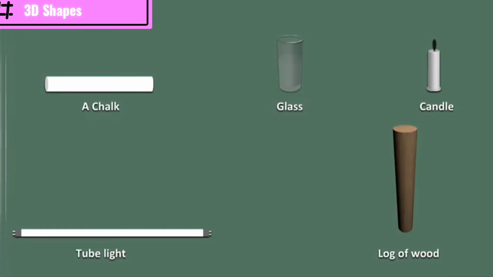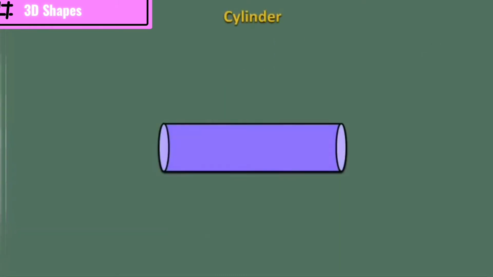They all look alike. A chalk, glass, tube light, log of wood. So they are all examples of a cylinder. Now we'll know about a cylinder shape. The cylinder shape has 3 faces. 2 of its faces are flat surfaces. They are flat faces and they have curved edges. They don't have straight edges. And one of its faces is a curved face. A curved face is called a curved surface. So 2 flat faces and 1 curved surface or 1 curved face.